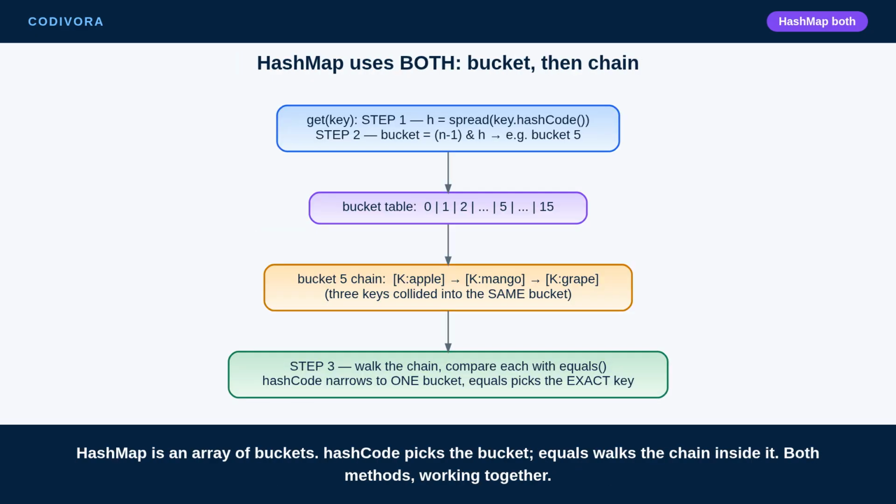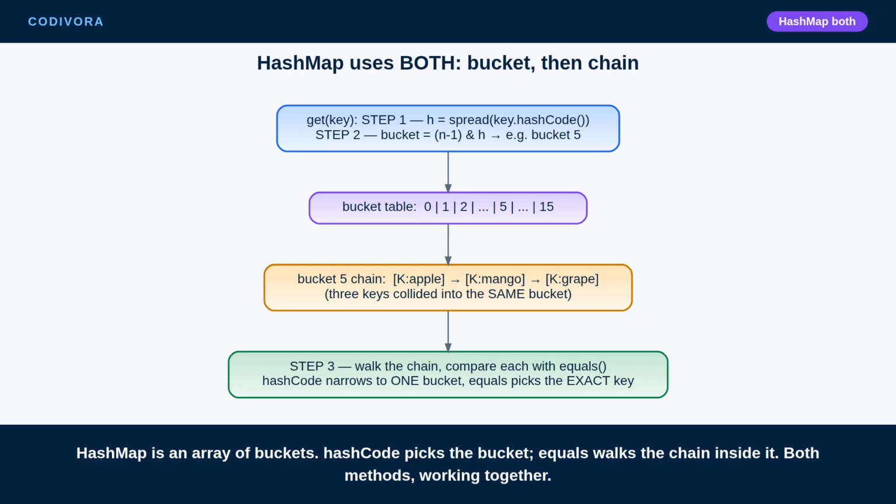So how does a HashMap actually use both methods? A HashMap is an array of buckets. Lookup is a multi-step dance. Step 1, hash the key and spread the bits. Step 2, AND the hash with capacity minus 1 to pick a bucket, say bucket 5. Step 3, walk the little chain inside bucket 5 and compare each entry with equals until one matches.